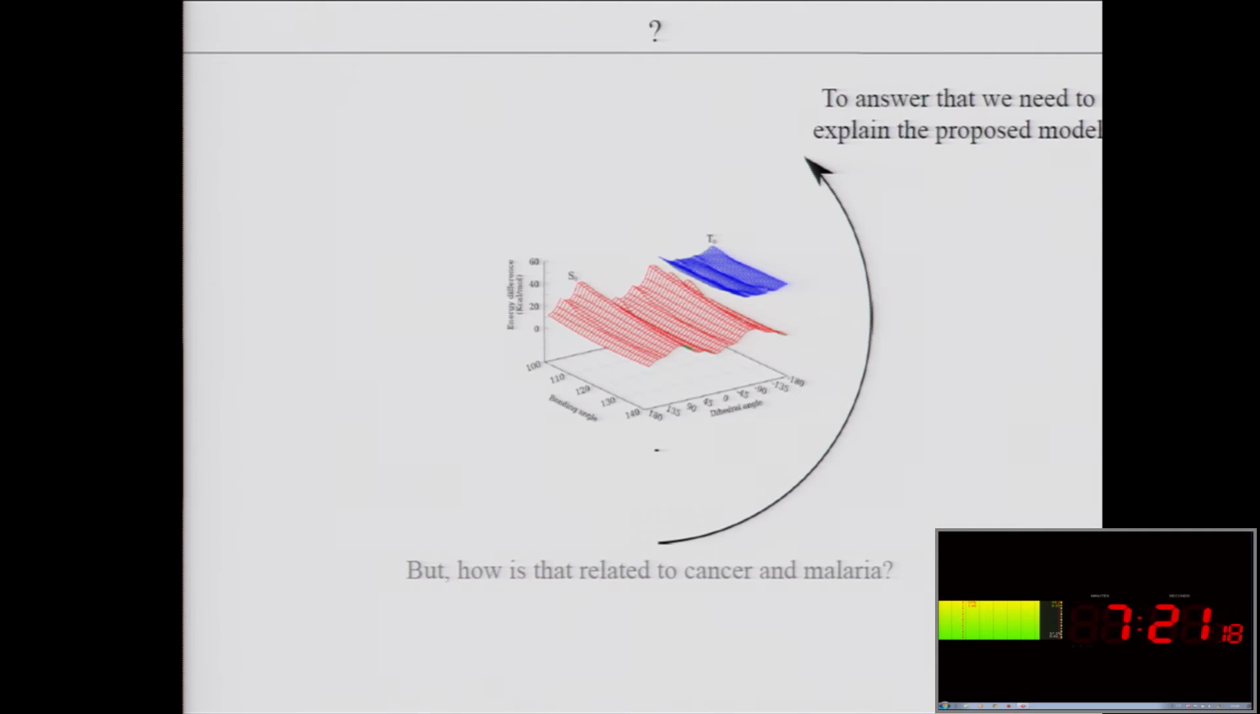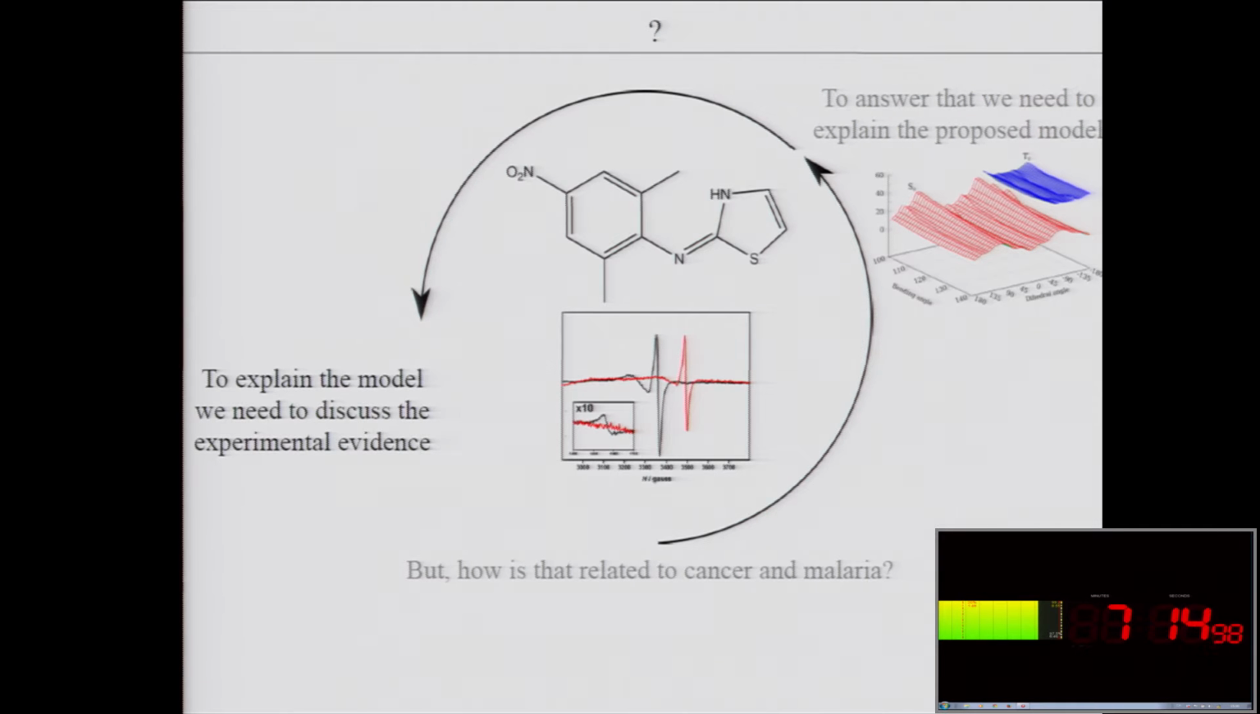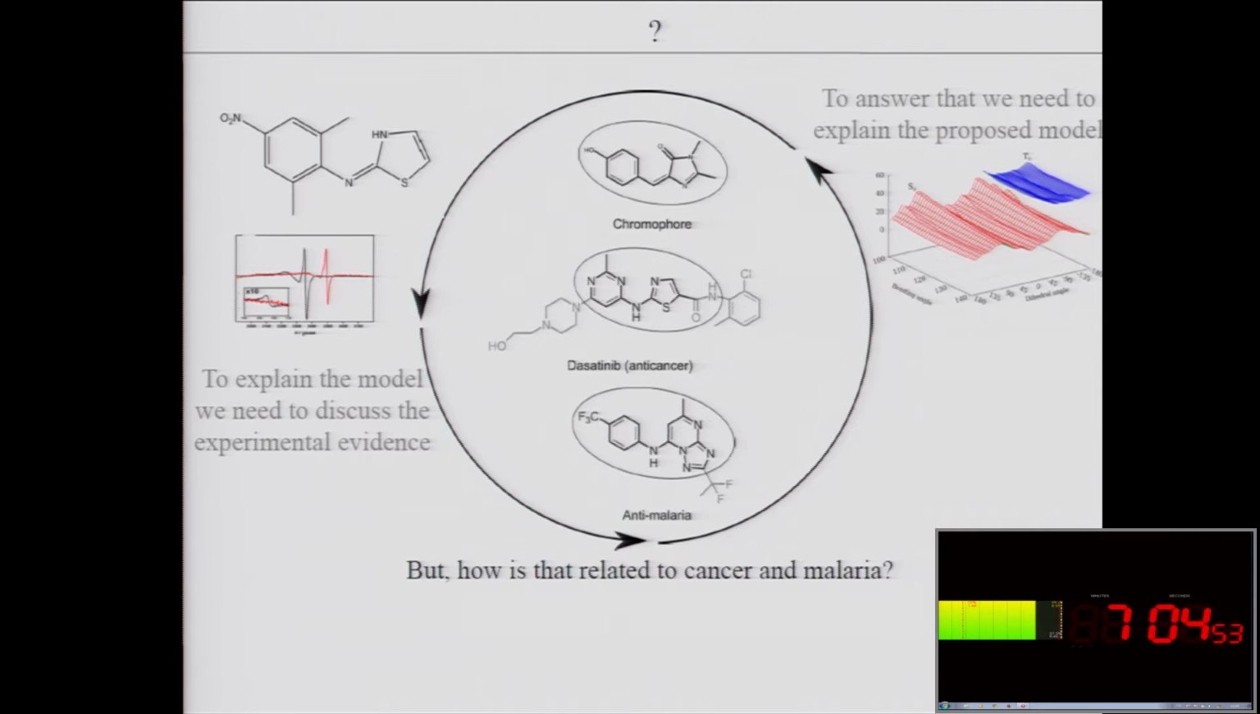Well, in order to answer that, we need to explain first the proposed model that we are going to introduce here. But to do so, we have to first discuss the experimental evidence. And once we have done so, we will be in a position to ask ourselves again the question of how this is related to cancer and malaria, and also to have the tools to answer it.